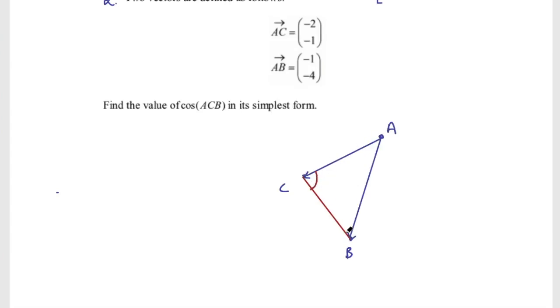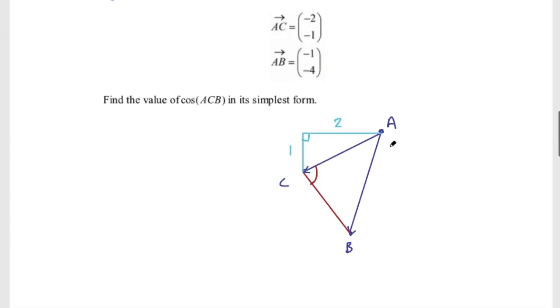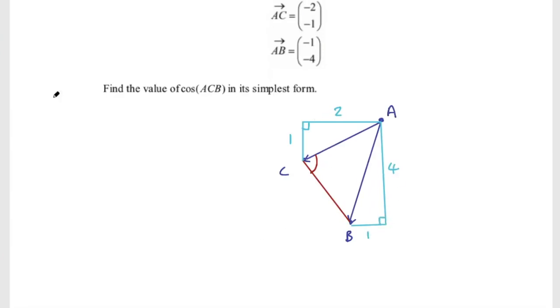So that's angle ACB. To find the cosine of an angle, I need some sides of this triangle. So how can I go about finding the lengths of these lines? Well, I can use the same method as I used in the first question, which was Pythagoras' theorem. So I can represent these vectors as hypotenuses of right-angled triangles. If I were to draw this as a right-angled triangle, this leg would be 2 and this would be 1. I'm taking those numbers from these column vectors up here. And if I were to draw this vector as a hypotenuse, then this leg would be 4 and this one would be 1. So I can find the lengths of these lines using Pythagoras' theorem.